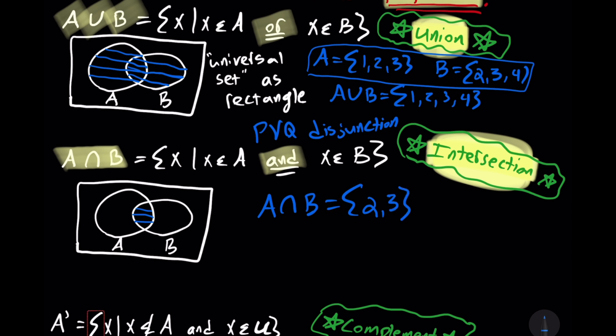And in propositional logic, we have something analogous. We can consider the proposition P and Q. We have a conjunction.